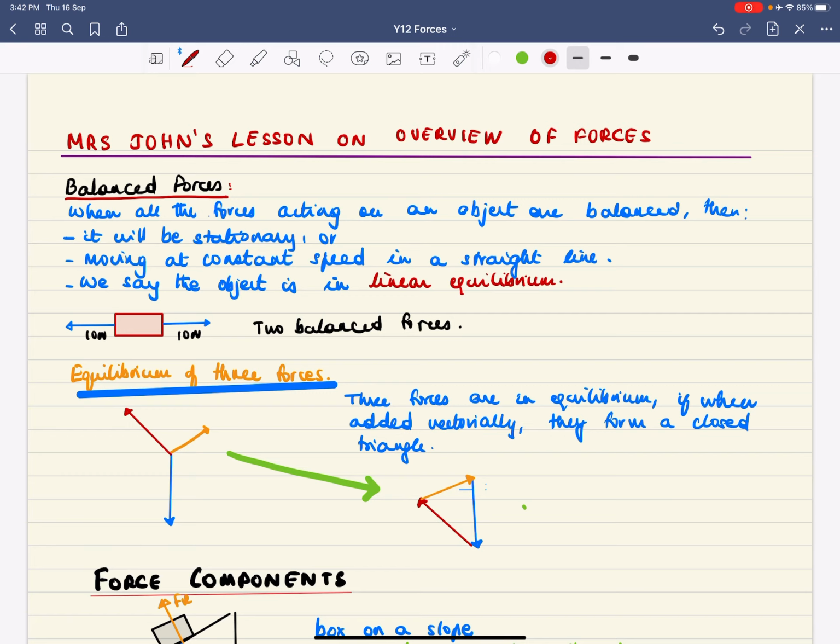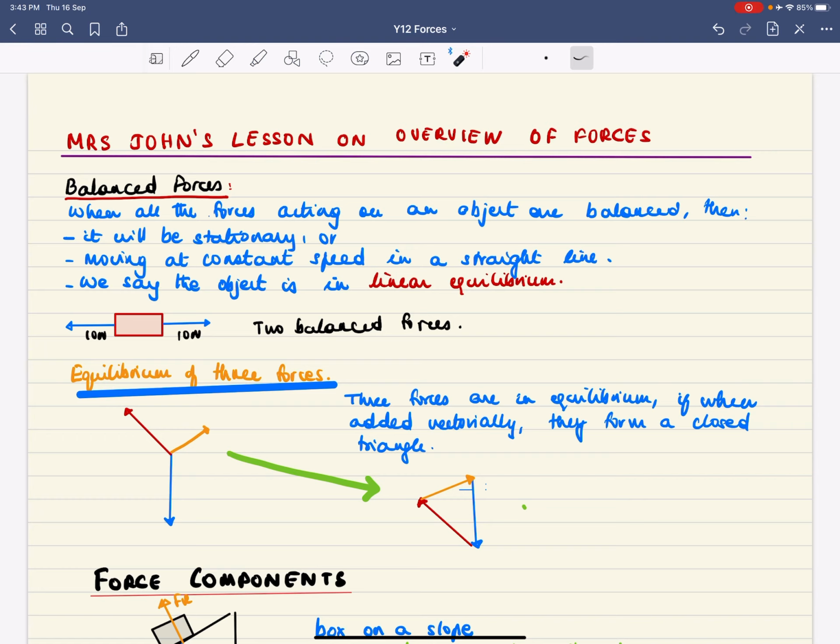So if all the forces are balanced, then the object will either be stationary, or if it's moving, it'll move at constant speed in a straight line. Remember the straight line, okay? Because the moment you change direction, then you need an unbalanced force. And when all the forces are balanced, we say the object is in linear equilibrium.